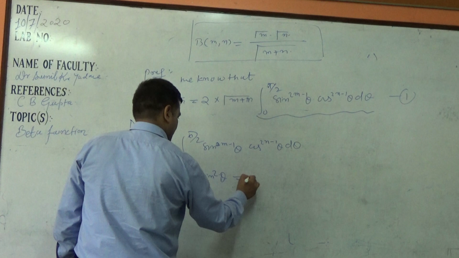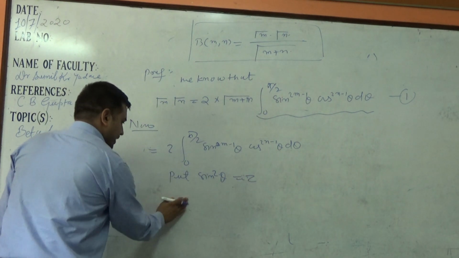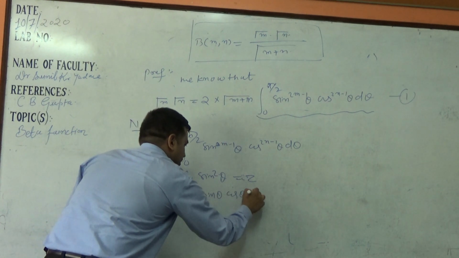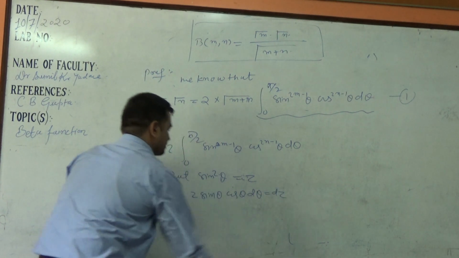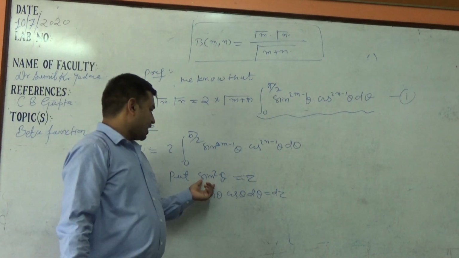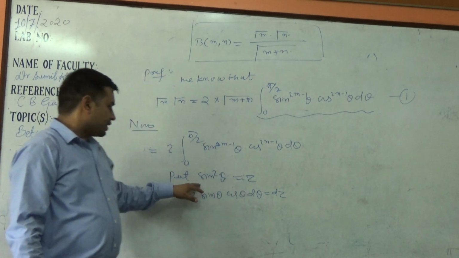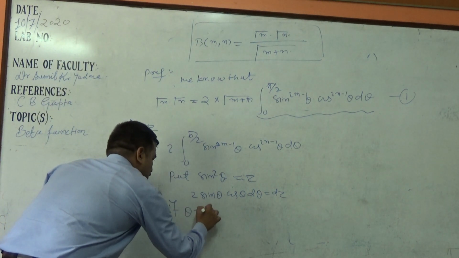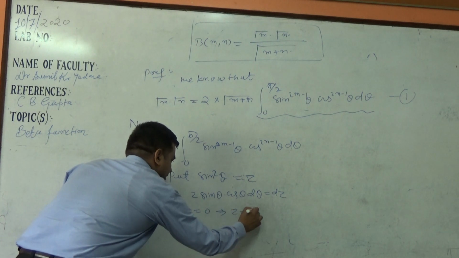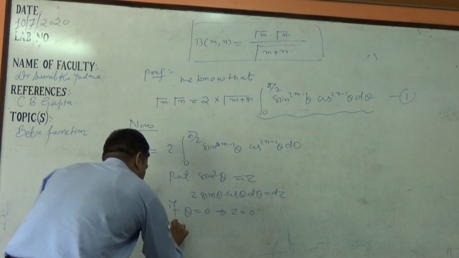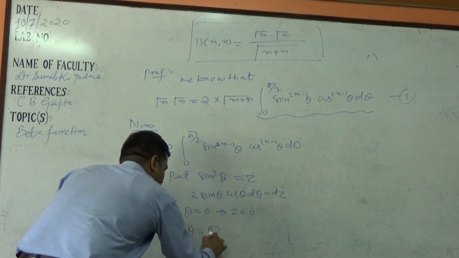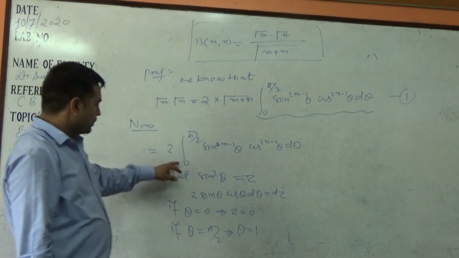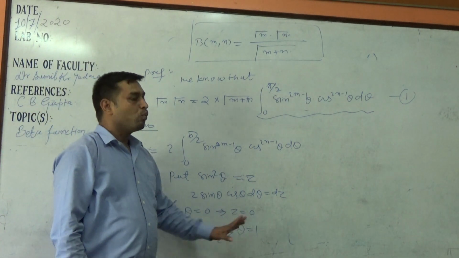Sin square theta is z. Now differentiating, 2 sin theta into cos theta d theta equals dz. If we substitute sin square theta is z, then the limits of integral will be: if theta is 0, this implies z is also 0. If theta is pi by 2, this implies z is 1. It means the limits of integration will be changed to 0 to 1.